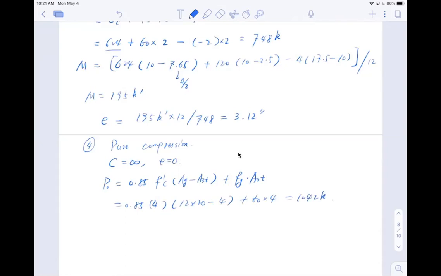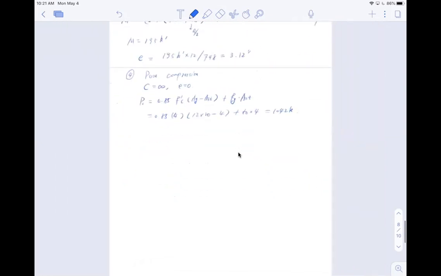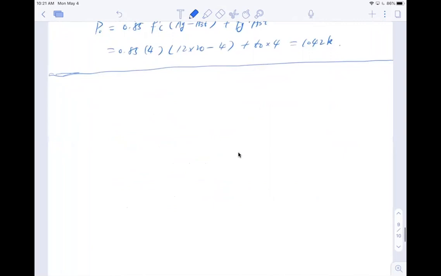Summarizing all this data, I now have my interaction diagram. Let's see what it looks like. I have my y-axis as my force Pn in terms of kips.